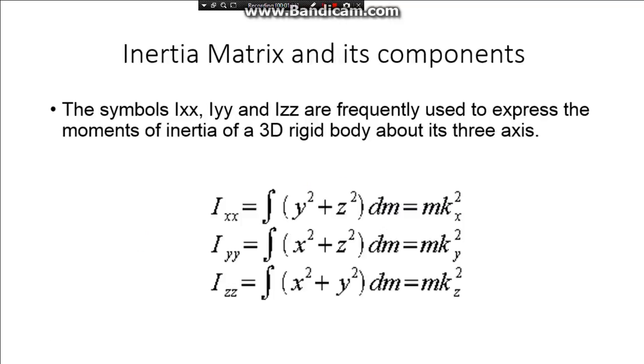Now we will come to the inertia matrix and its components. Let's start with the components. Commonly, the symbols Ixx, Iyy, and Izz are used to express the moments of inertia of a 3D rigid body about its three axes, where Ixx is equal to the integral of y squared plus z squared times dm, which is m kx squared, where kx is the radius of gyration around the x-axis, and similarly for Iyy and Izz.